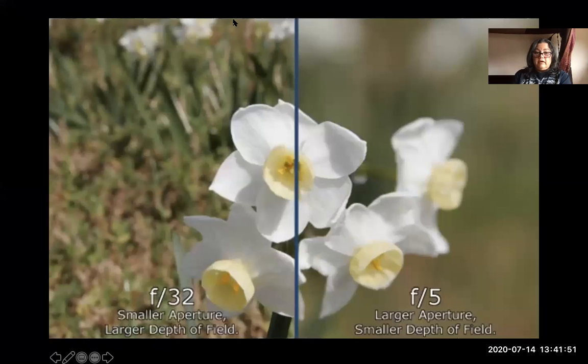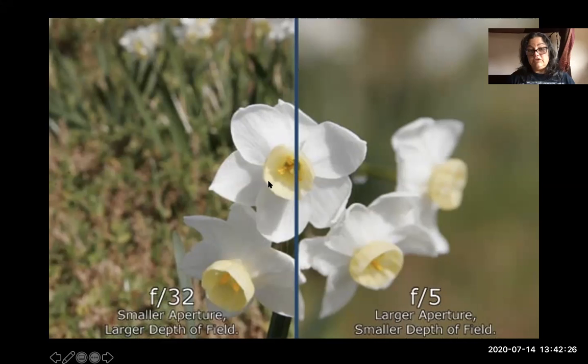So this example of these flowers shows us what happens to the depth of field when you come in very close to your subject. So remember earlier I said that when you're close to your subject, the depth of field will be shallow, even with a small aperture. The small aperture, as we can see here at f32, definitely gives greater depth of field than the large aperture at f5. But the depth of field is still shallow.